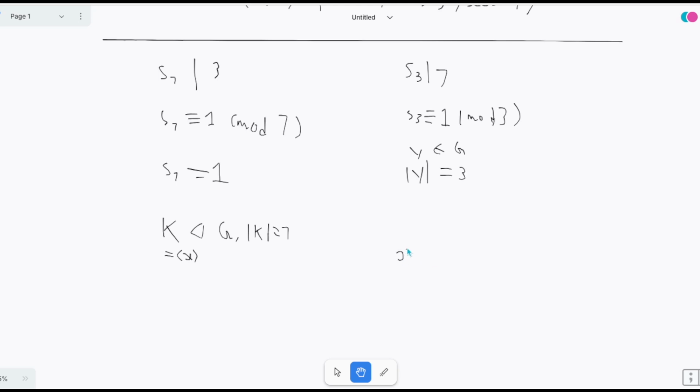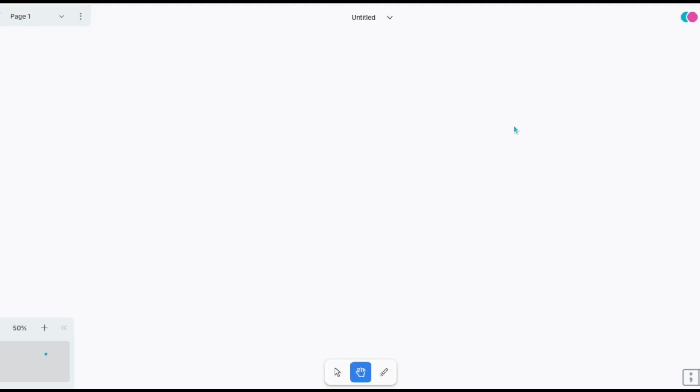So x to the 7 equals y to the 3 equals 1. And y x y to the minus 1. This is because K is normal. This is in K, but K is generated by x. So this means that it's equal to x to the i for some i between 0 and 6.